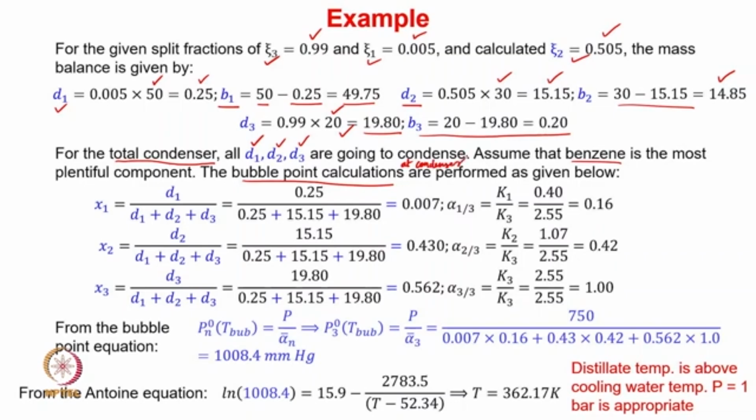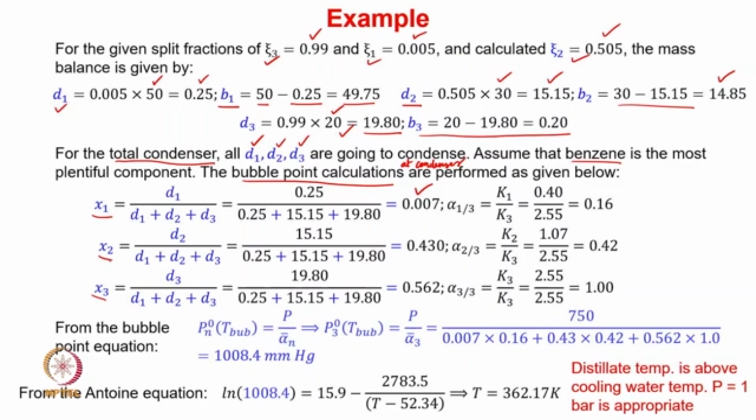Okay. So now when D1, D2, D3 are condensed in the total condenser, the mole fraction in the liquid phase will be what? X1, X2, X3. That we can directly obtain from D1, D2, D3, isn't it? So X1 will be given by what? D1 divided by D1 plus D2 plus D3. So we can put D1, D2, D3 in this particular equation, and we can obtain the mole fraction of the component 1 in the distillate. So that comes around 0.007.